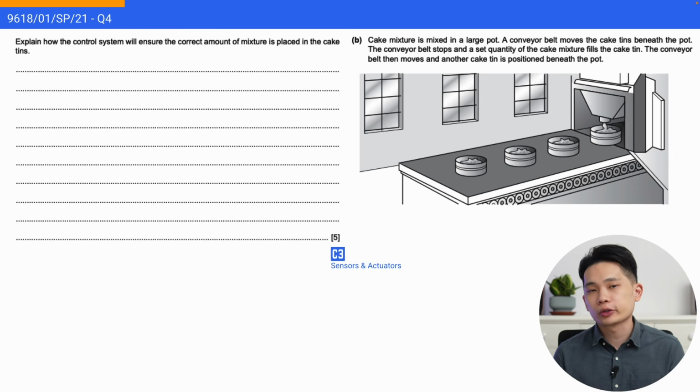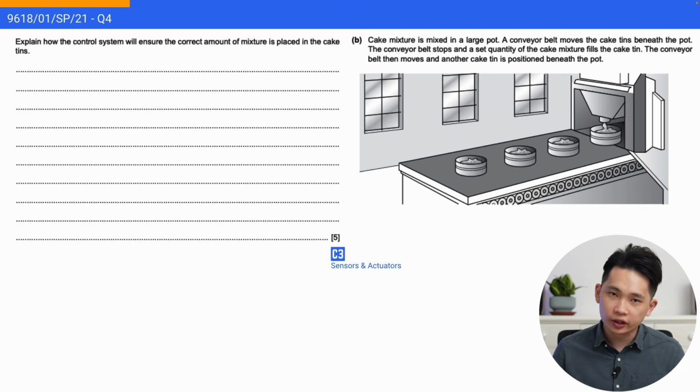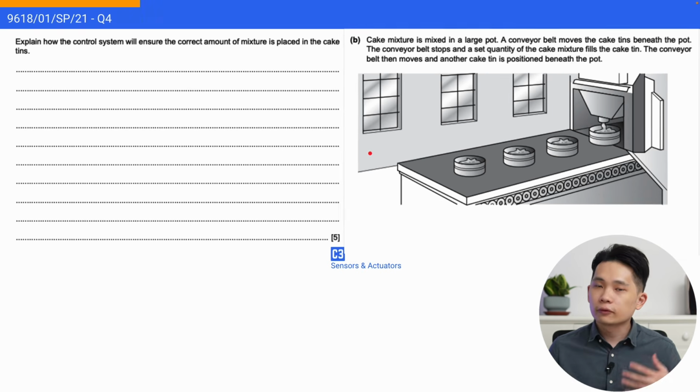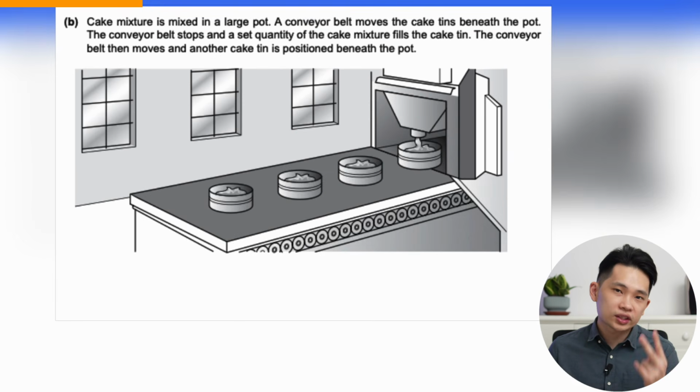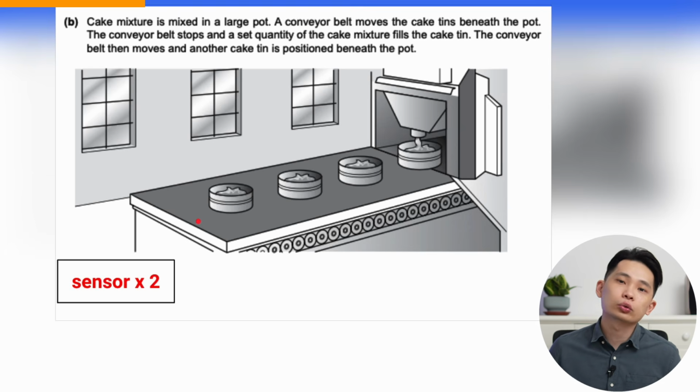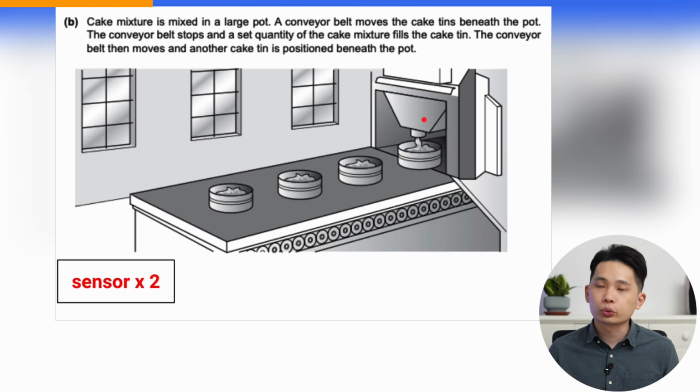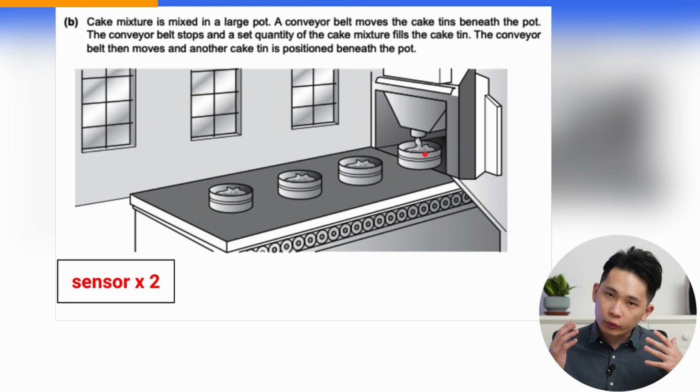Before deriving the solution, let's look at what we need first in order to help you to tackle this question here. For this type of question, you should always spend some time to visualize the end-to-end workflow first before coming out with the final solution. First, we mainly need 2 sensors here. One is to detect when the cake tin is below the pot here. And the second sensor is used to detect when the cake tin here is getting full here, so that we know that we have to move on to the next tin.